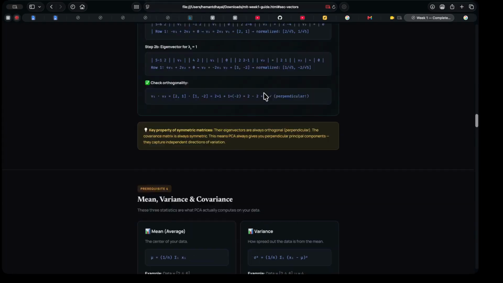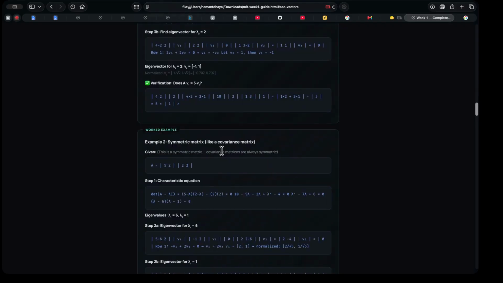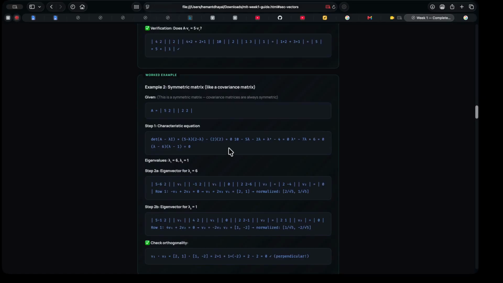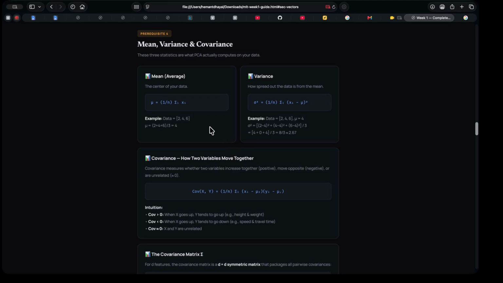So these are about the prerequisites: eigenvector, eigenvalue, and now we move on to mean, variance, and covariance. You have to remember these formulas first. What is the mean? It's the sum of all the values divided by the number of values. So please remember this formula. The mean is the sum of all the values divided by the number of values.